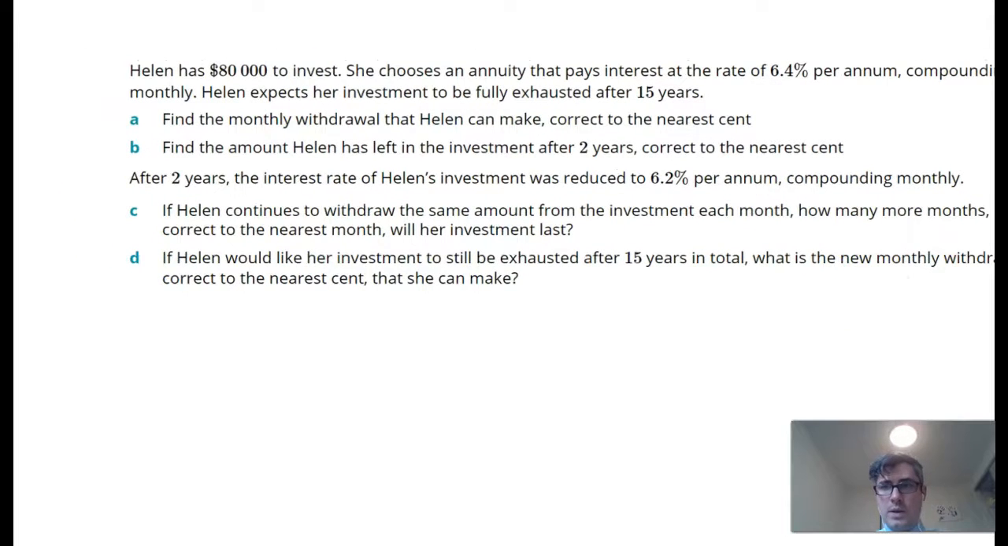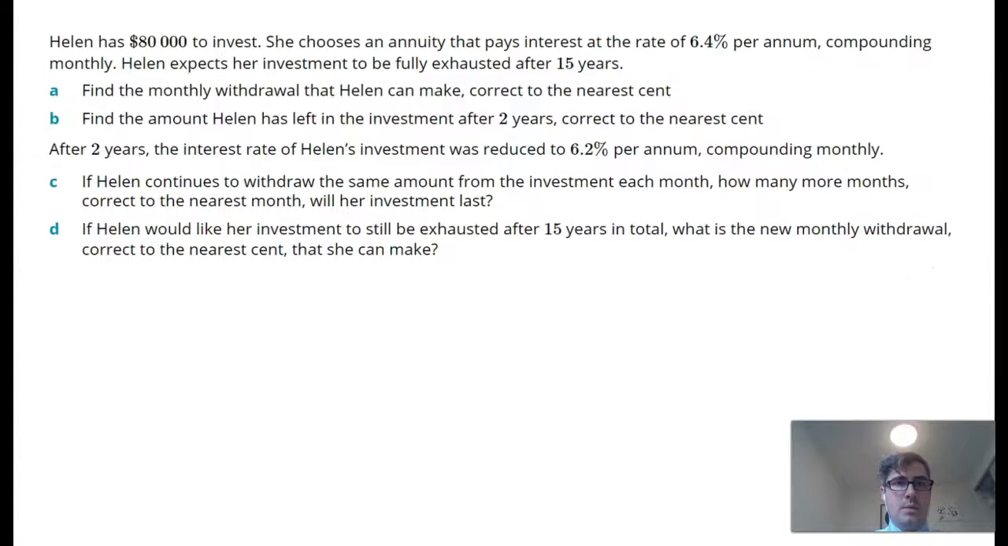Alright, with this question here, we've got someone investing some money into an annuity. So annuities are ones that pay interest to the person's account, to their investment, so it grows basically. So they're investing $80,000 at 6.4% per annum, compounding monthly. So that goes up a little bit more than it would if it was going up just annually.